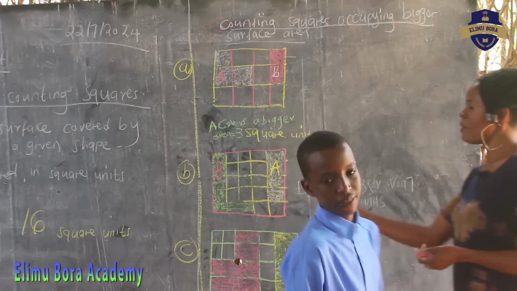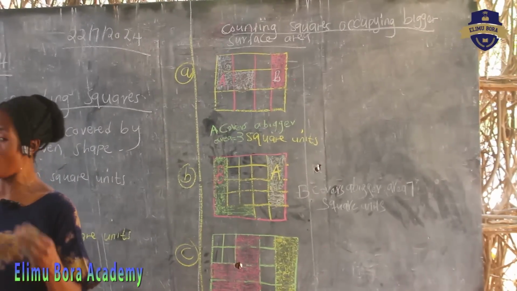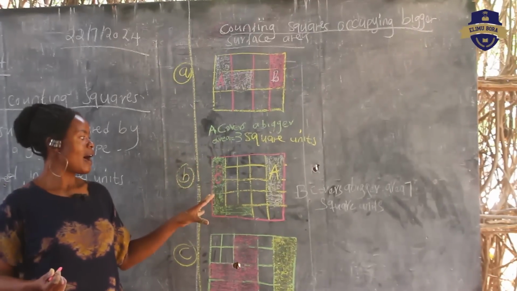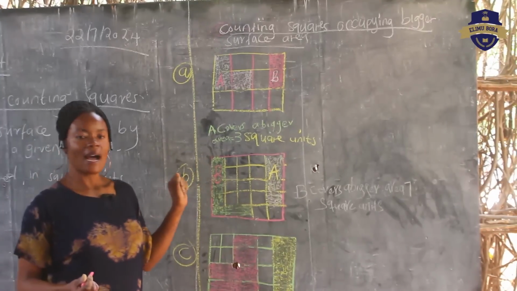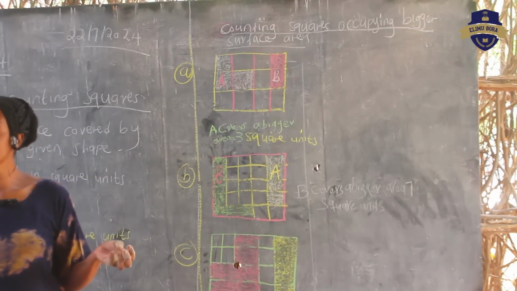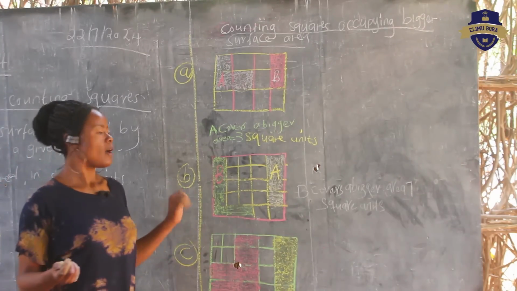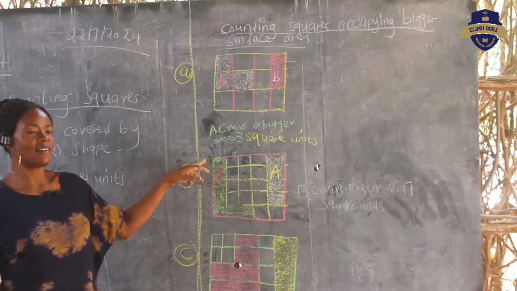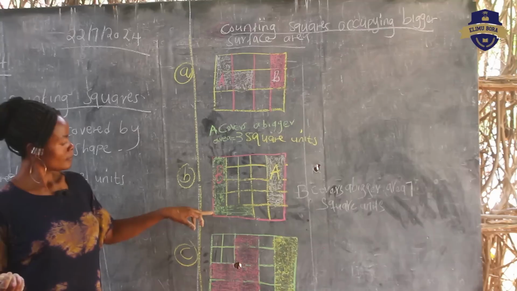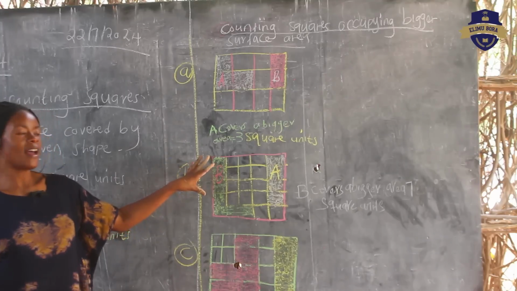Good. So look at the board. We want to see whether what he has done for us is right or wrong. So look here. We now want to count the squares in B and the squares in A and C. Which one is covering a big surface area? So let us count the ones in B and see the number. Let us start. 1, 2, 3, 4, 5, 6, 7. Good. Those are 7 squares.